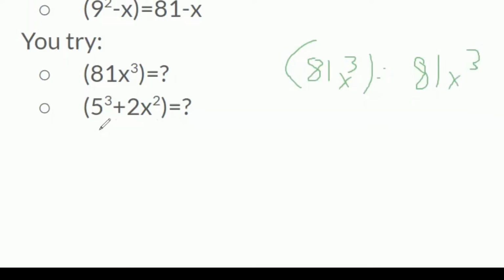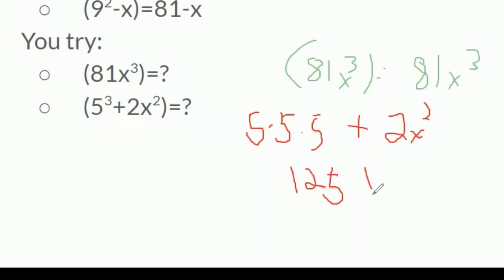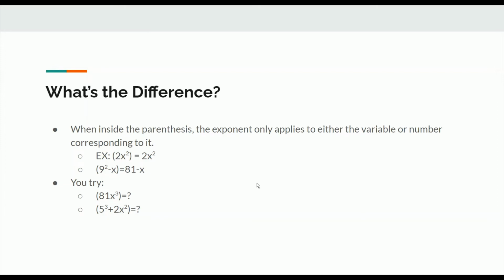And for the second one, we have 5 cubed plus 2x squared, right? So now we're dealing with multiple exponents in the problem. So if I have 5 cubed, that's the same thing as saying 5 times 5 times 5 plus, and now notice it's 2x squared. Again, the squared is just on the x. So I'm going to leave it as is, 2x squared, right? Now I have my 5 times 5 times 5, and that's just going to be 125 plus 2x squared. I'm just going to circle that. Okay, so now we're going to compare that to the other half, right?